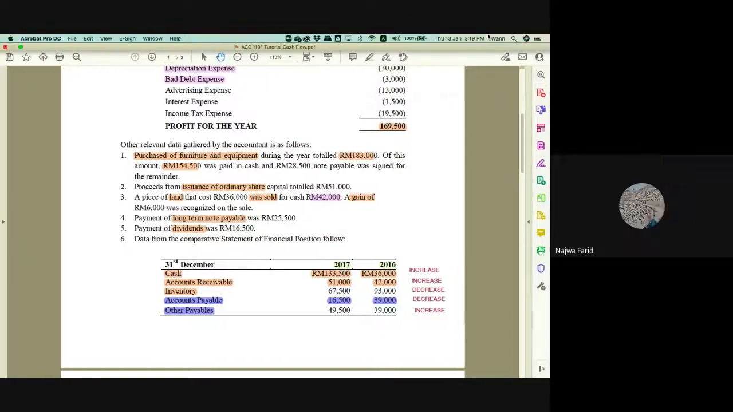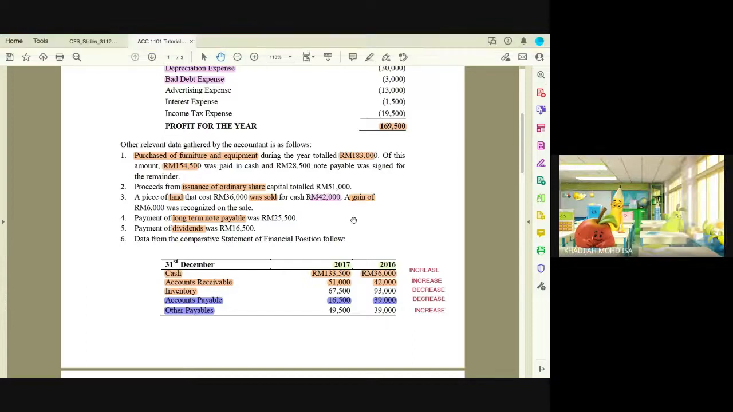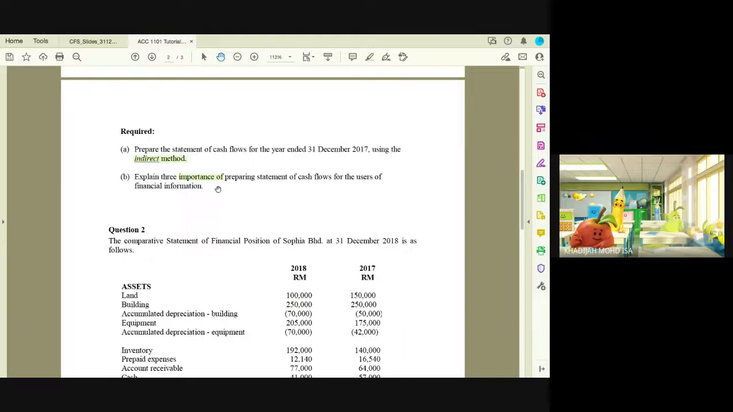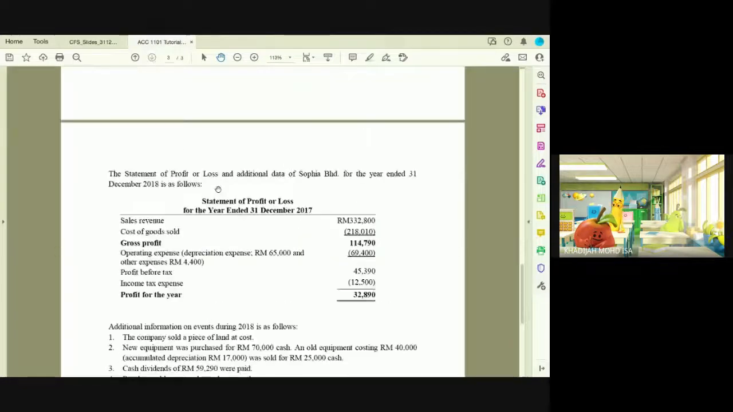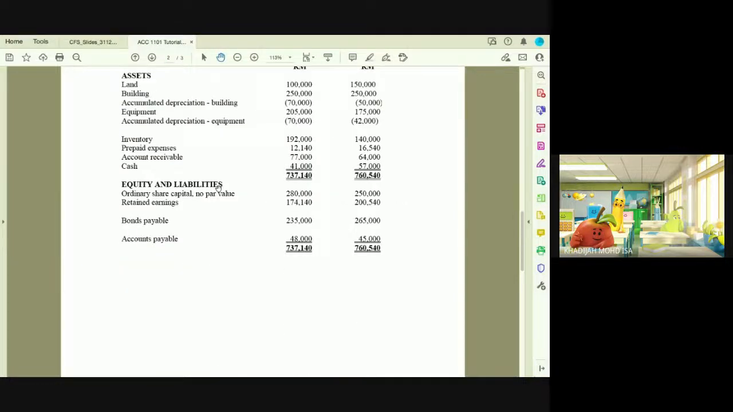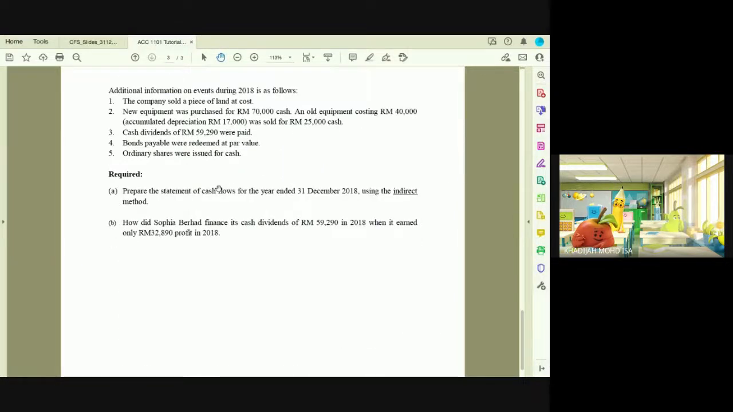Yes, madam. Right, it's already 3:20. I want you to do the other question. Explain importance, it's okay. Question number 2. You have question 2, there are only two questions. So please do it. Question number 2 also requires you to use the indirect method. In the final exam, it is also using the indirect method. So I want you to do this question.